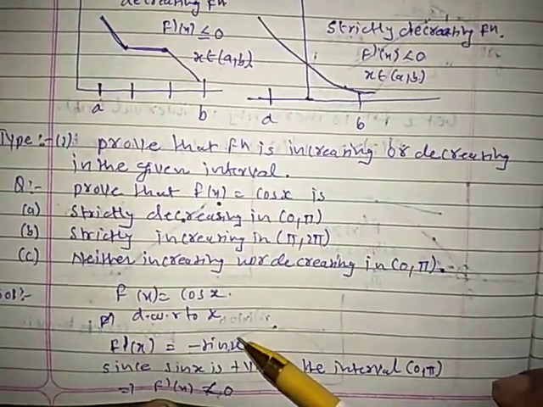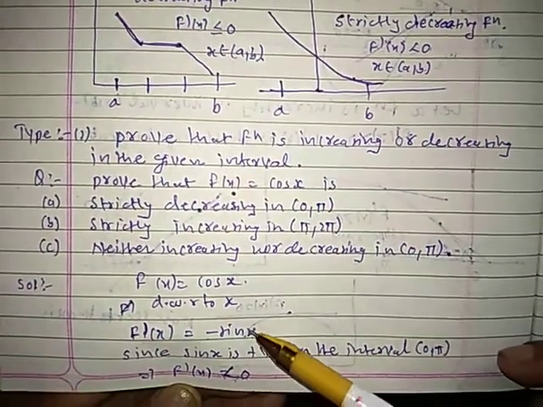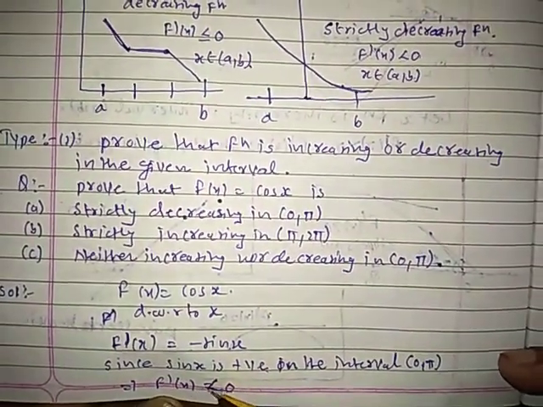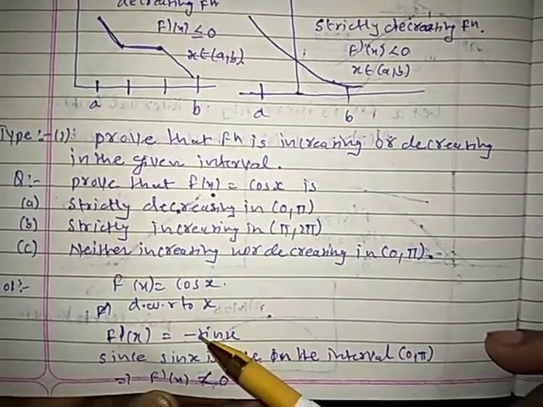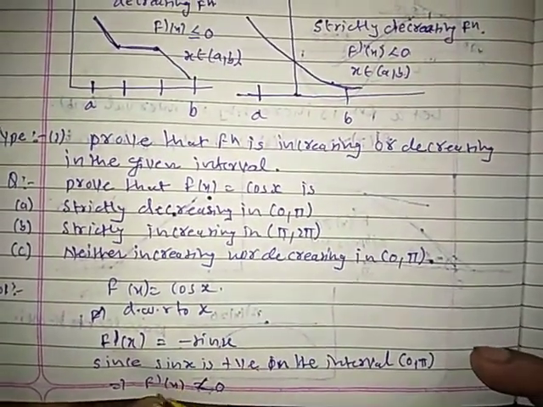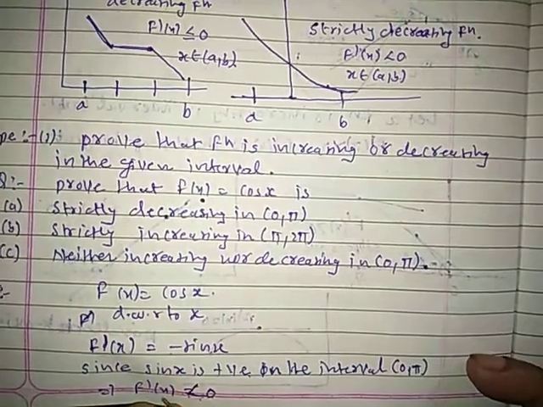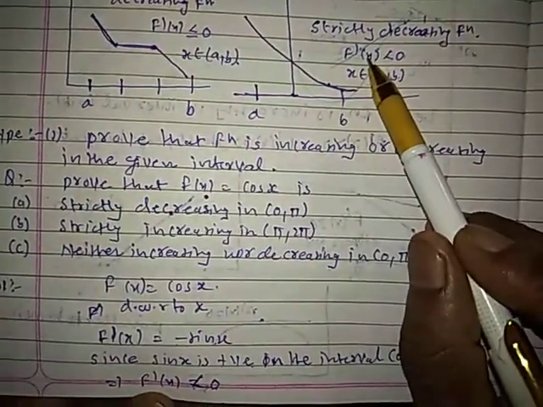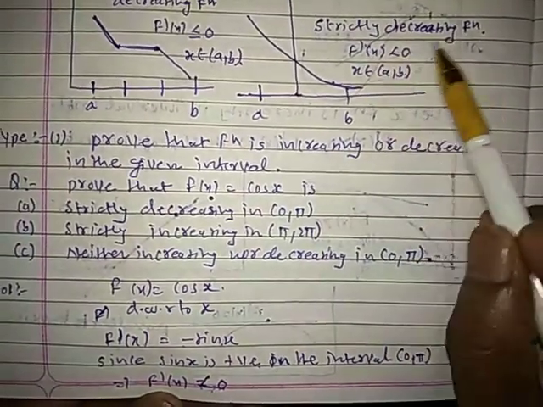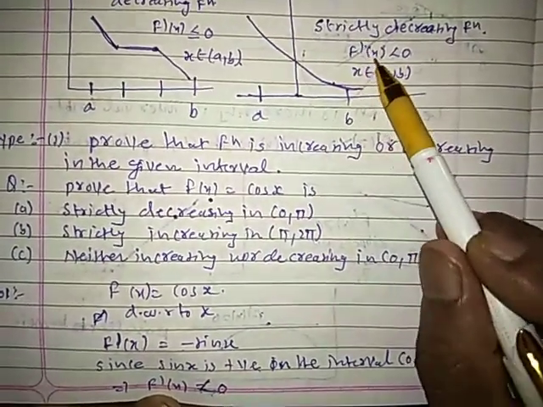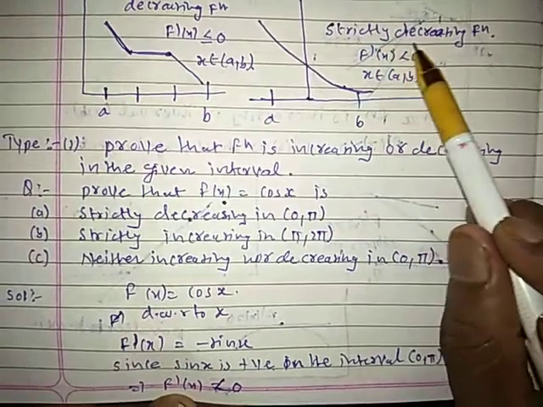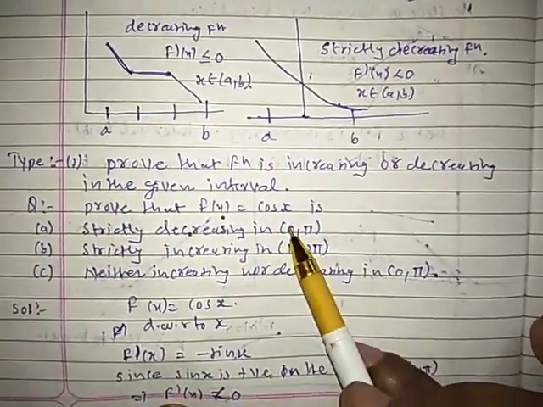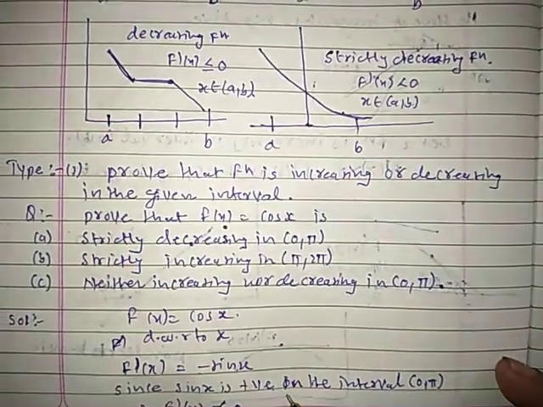See, this is negative, this is positive. Positive into negative, what does it give? Negative. So f dash of x is less than 0. So, what is a function when f dash of x is less than 0? It is a strictly decreasing function when f dash of x is less than 0. So in the interval 0 to pi, the function is strictly decreasing.